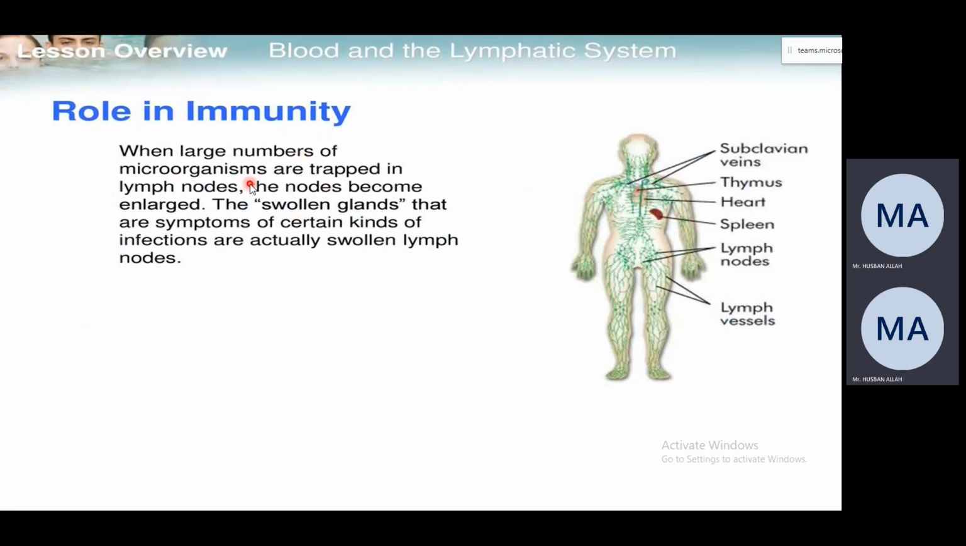When a large number of microorganisms are trapped in a lymph node, the node becomes enlarged. The swollen glands that are symptoms of certain kinds of infection are actually swollen lymph nodes, right? So in the body, we sometimes have swollen glands, or swollen limbs, most of the time, right? So why do we have these swollen glands or swollen parts in the body? Let's suppose we have it on the hand or any part. It means that this gland trapped many more microorganisms, and they are present inside it. So that's why it is swollen.